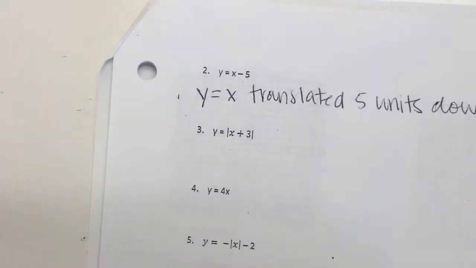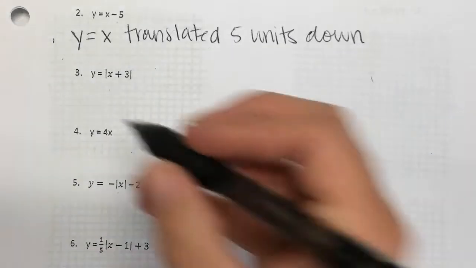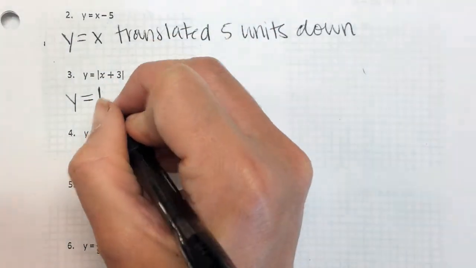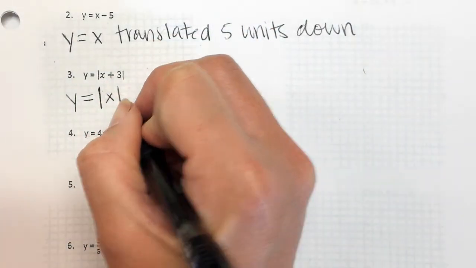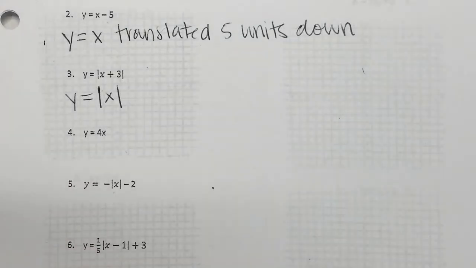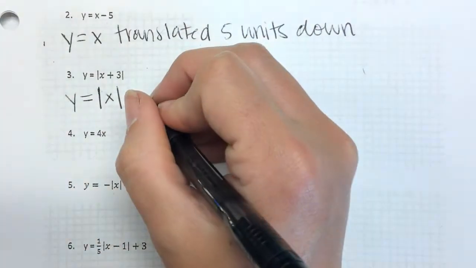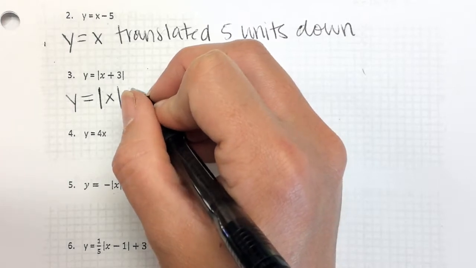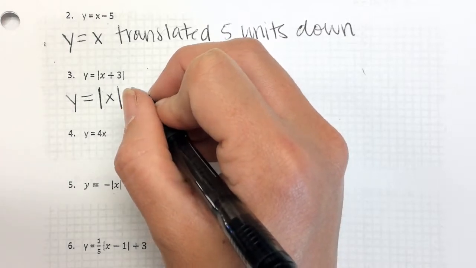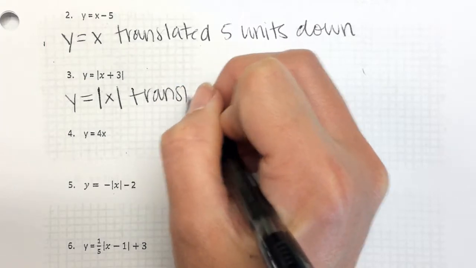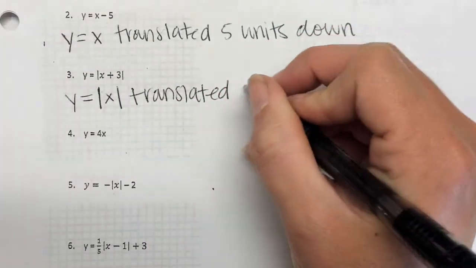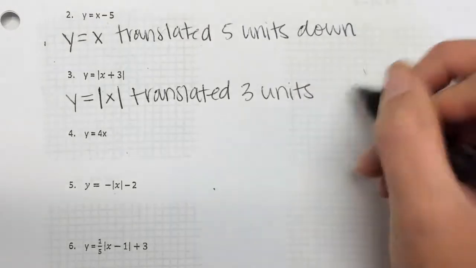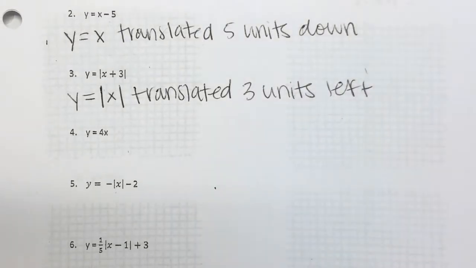So tell me how to write the description. Just the parent function. So absolute value of x, and then I would write, what's this called that we're describing? Translation. So translated. How many units? 3 units. Which way? Good. Does that make sense?